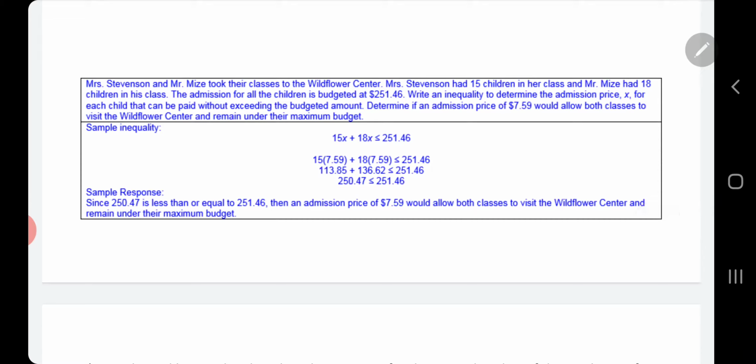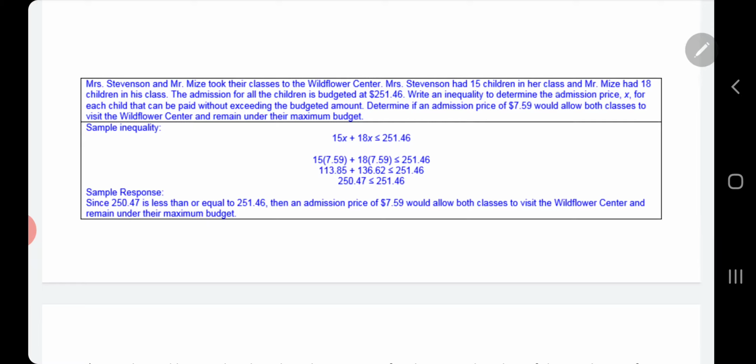Okay. Miss Stevenson and Mr. Mize took their classes to the Wildflower Center. Miss Stevenson had 15 children in her class, and Mr. Mize had 18 children in his class. The admission of all the children is budgeted at $251.46. So when they say budgeted, that means that's the max they can spend.